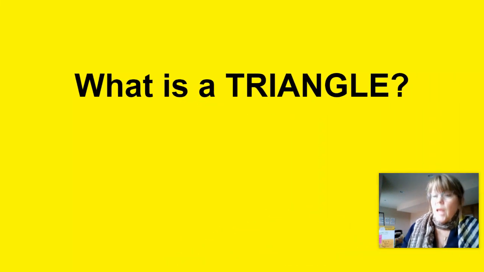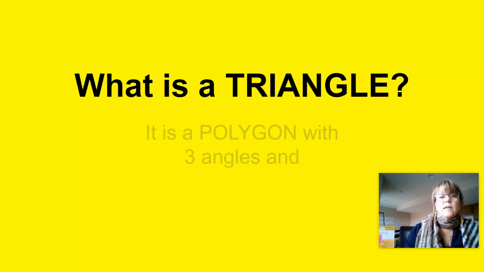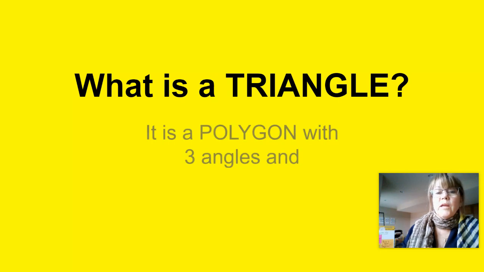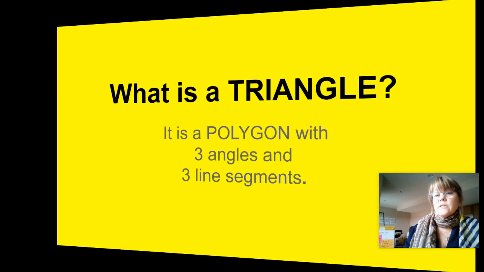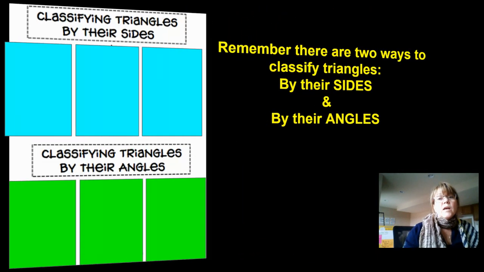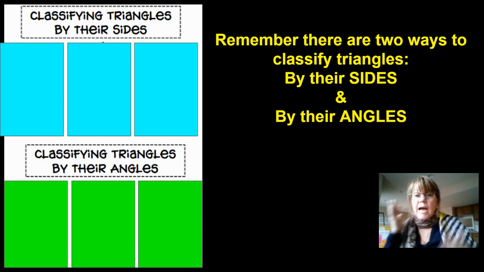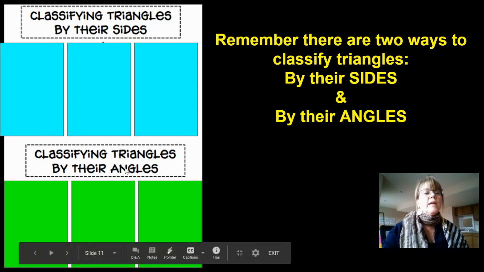So we're going to talk about our first polygon, our triangles. A triangle is a polygon with 3 angles and 3 lines. So there are 3 endpoints. There are different types of triangles that we are going to look at. We can categorize them either by their sides or by their angles. First, we're going to look at how we name a triangle by its sides.